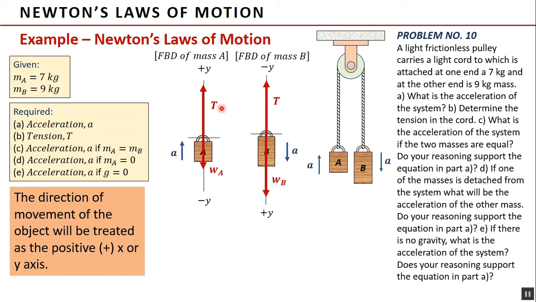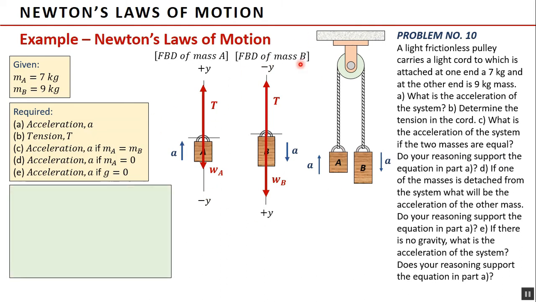Now that we have drawn the free body diagrams, we first analyze mass A. We will use Newton's second law since mass A is accelerating. So summation of force along y-axis is equal to mass times acceleration. From the FBD, the forces acting along y-axis are tension T minus weight of A, then equate this to mass A times acceleration. This is minus, since WA is towards negative y-axis. But weight is mg, so WA becomes mass of A times g.